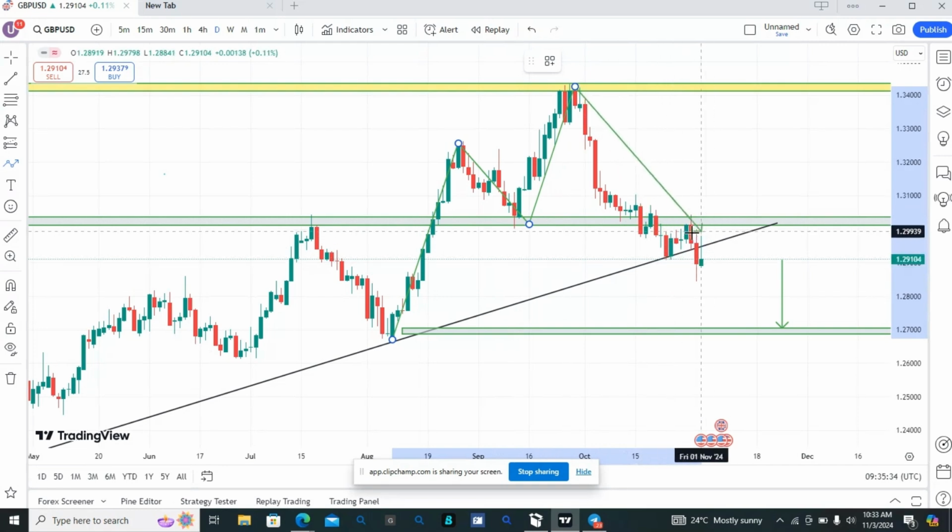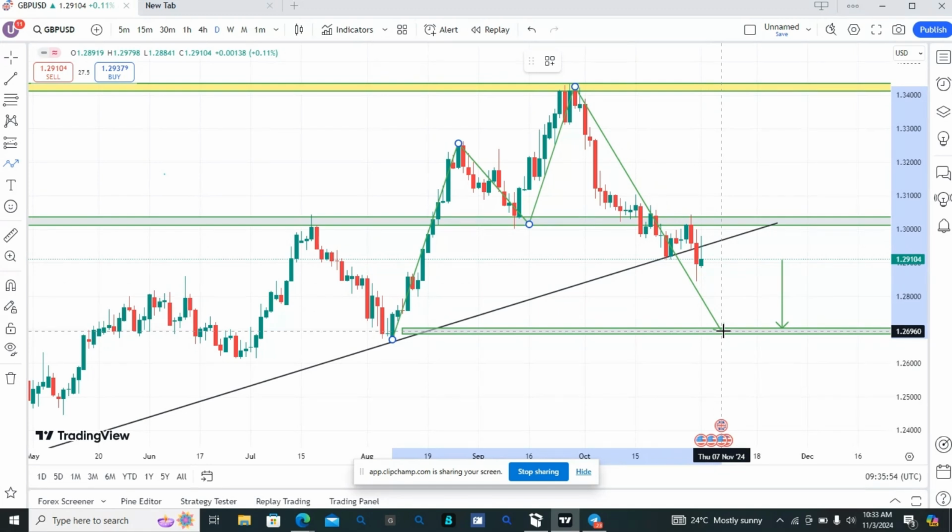Secondly, you can see the price has broken and closed below the support trend line, and you can see that price has come back to test this support trend line and this resistance. That means price is going where? Price is coming back down. We expect price to fall down to 1.290.